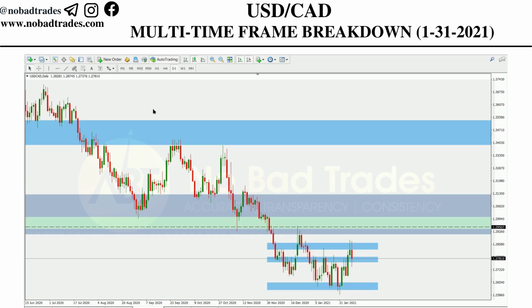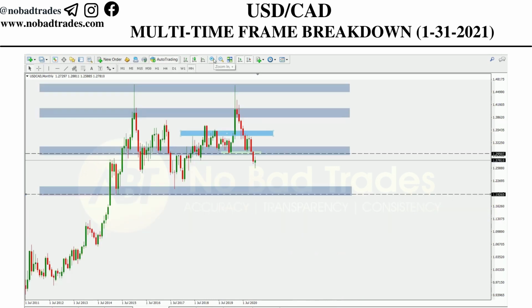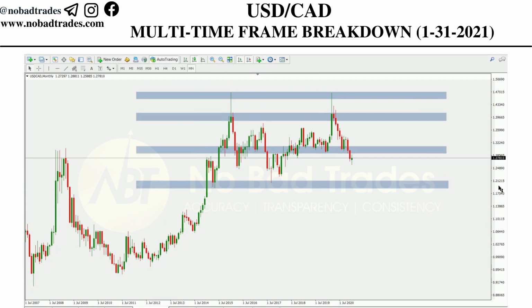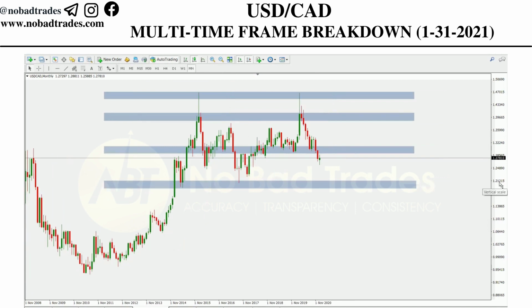So what do we do? Let's take it to the monthly time frame. Let's delete all our zones, and let's leave the monthly zone. So real quick, this is a very simple pair, right? It's a very simple analysis actually. So this is the monthly time frame. So what can we do, right?